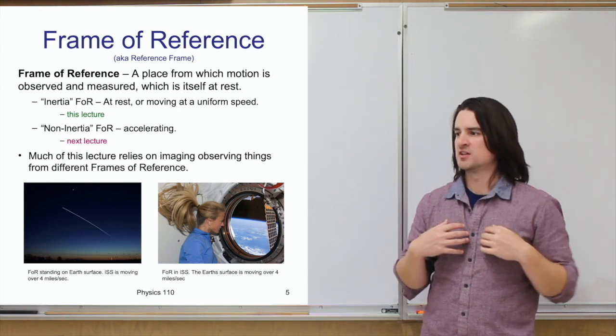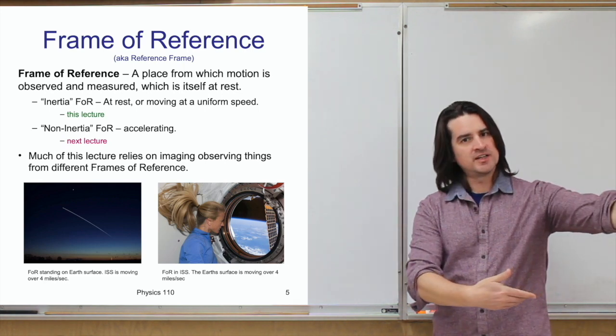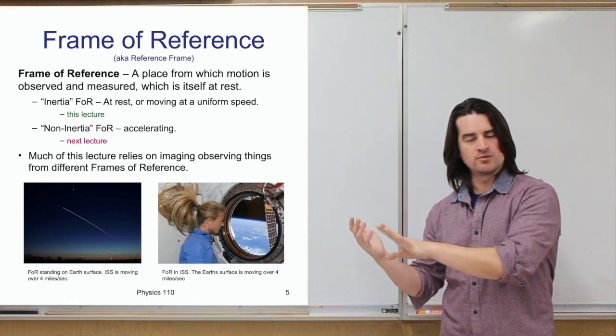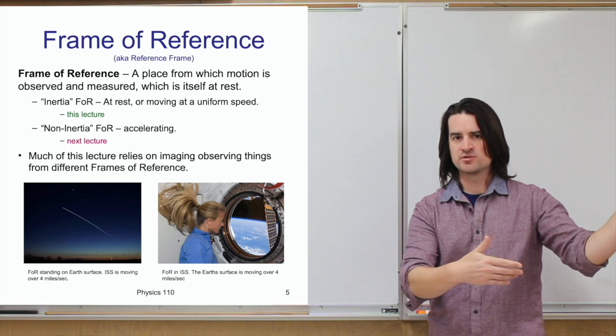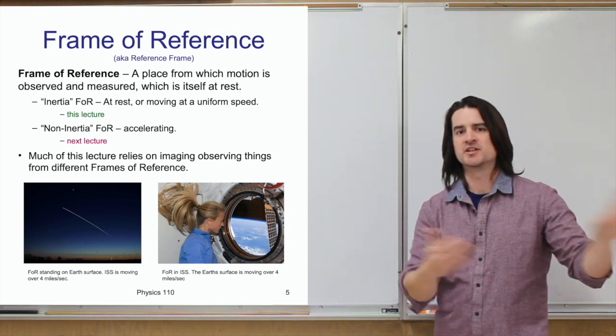So if I'm sitting here watching a car take off from a stoplight, right, they're pushing on the gas, they're accelerating from 0 miles per hour up to say 30 miles an hour or something like that, that's not an inertial reference frame. It's a non-inertial reference frame because they're accelerating.